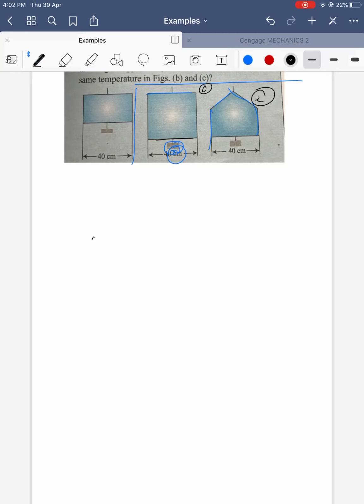So now let's see the free body diagram of this one. Some mass m is placed, and the downward force is mg. There is a liquid layer, and because of this surface tension, an upward force T into L will act. So T into L must be equal to mg.